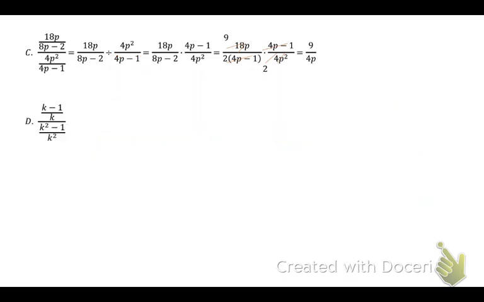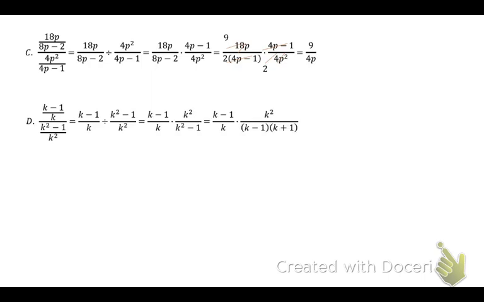Okay, let's look at this one. So we have k minus 1 over k divided by k squared minus 1 over k squared. Write it as a division problem. Flip that fraction to multiply. Now we're going to factor everything. That k minus 1 doesn't factor, k doesn't factor, k squared doesn't factor. k squared minus 1 factors to k minus 1, k plus 1. Now, those k minus 1s here, these cancel. This k cancels with one of those k's, and so I'm left with k over k plus 1.